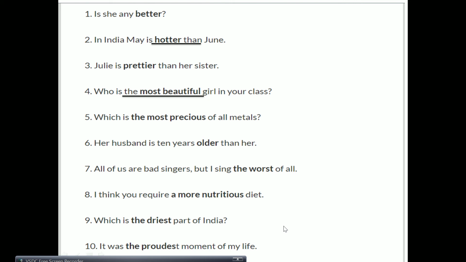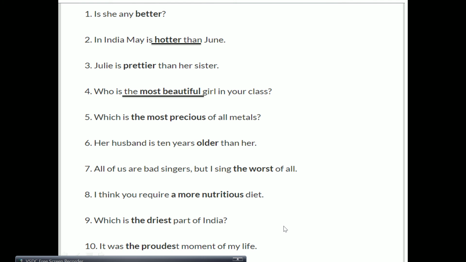Who is the most beautiful girl in your class? So here the sentence is talking about the highest degree of being beautiful. So this is a sentence of superlative degree. Which is the most precious of all metals? Again, a question of superlative degree. The is the identifier for superlative degree, the most. The most beautiful, the most precious. Now this one: her husband is 10 years older than her. The comparison is between husband and her.